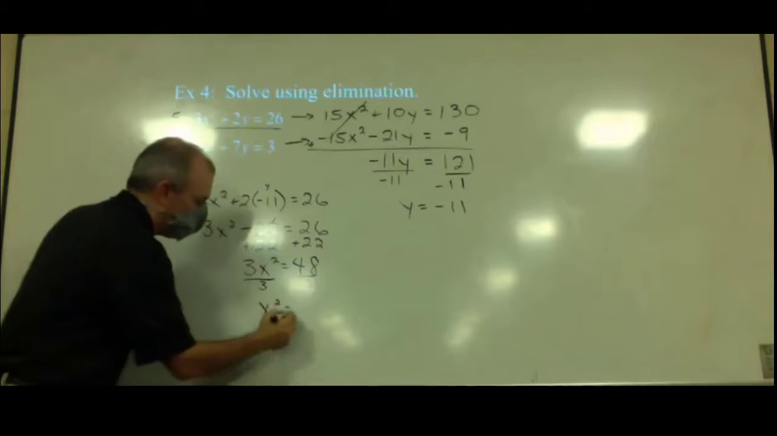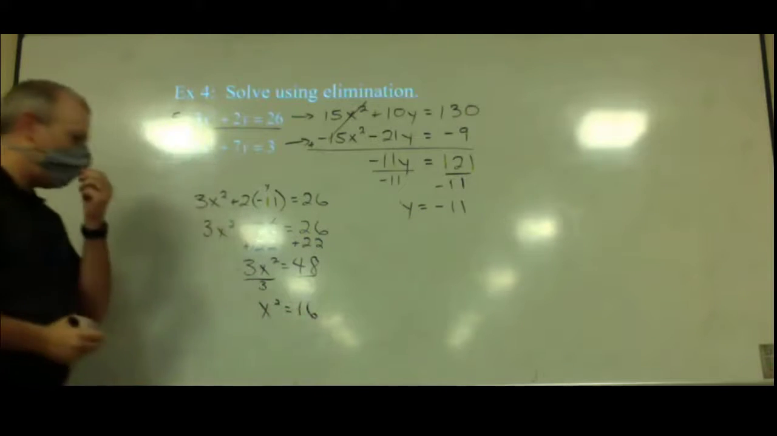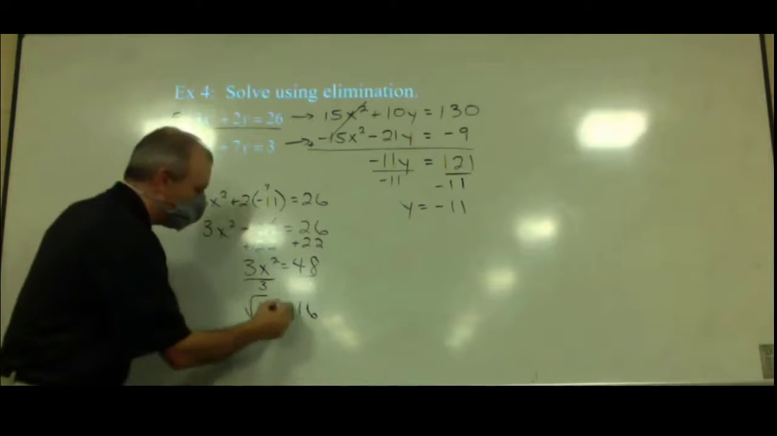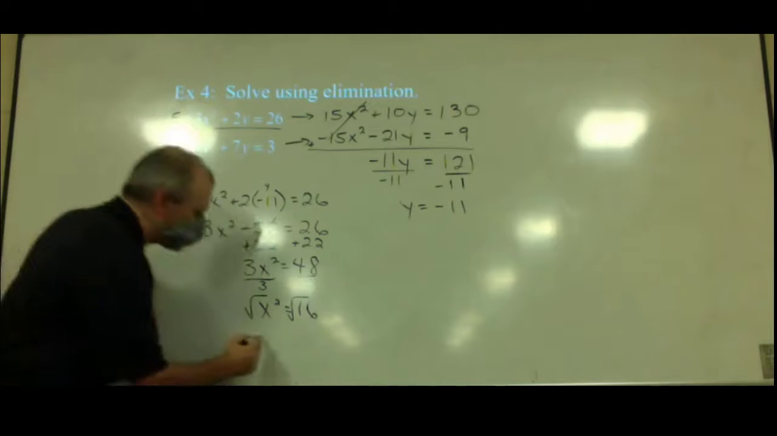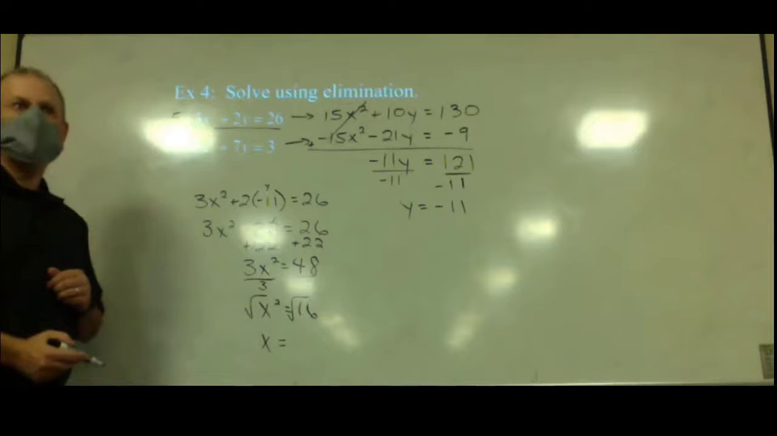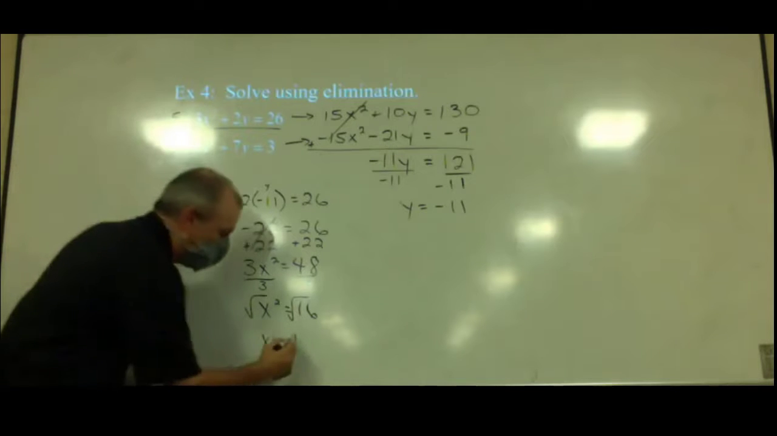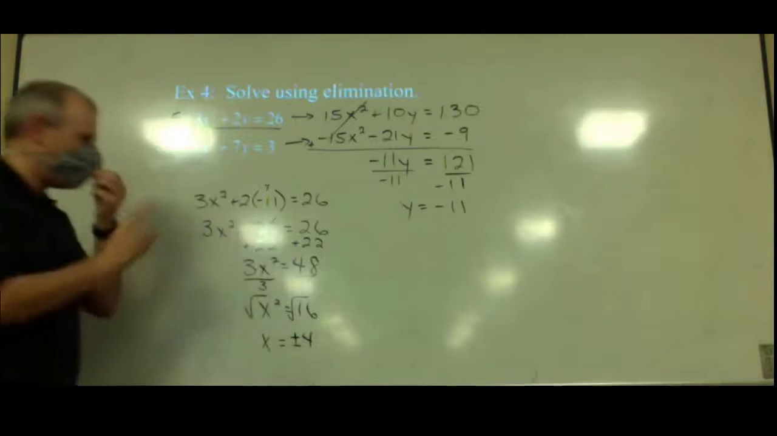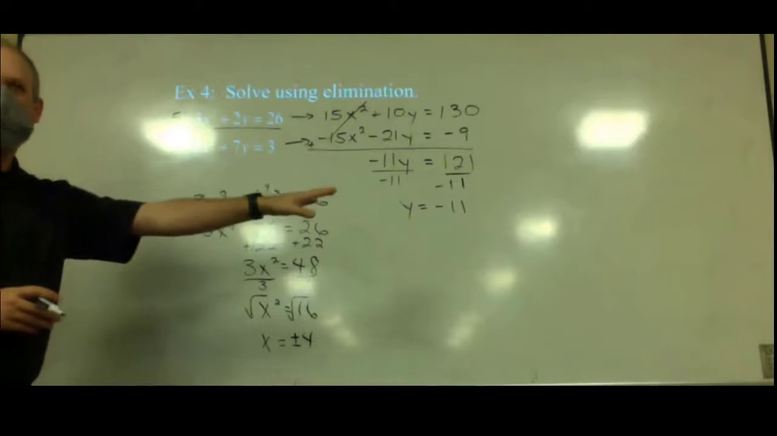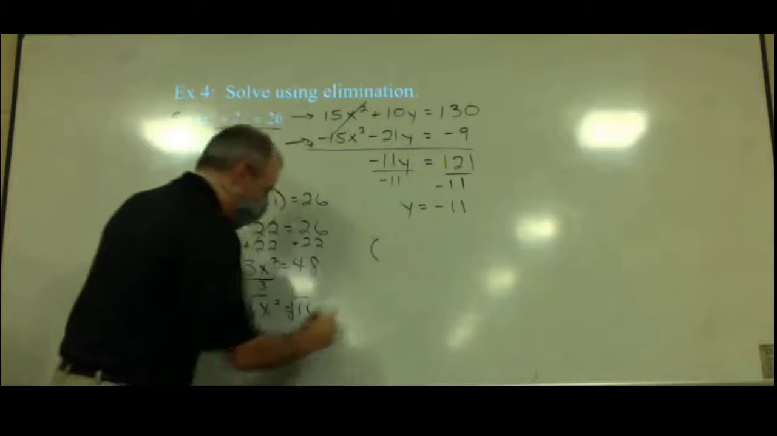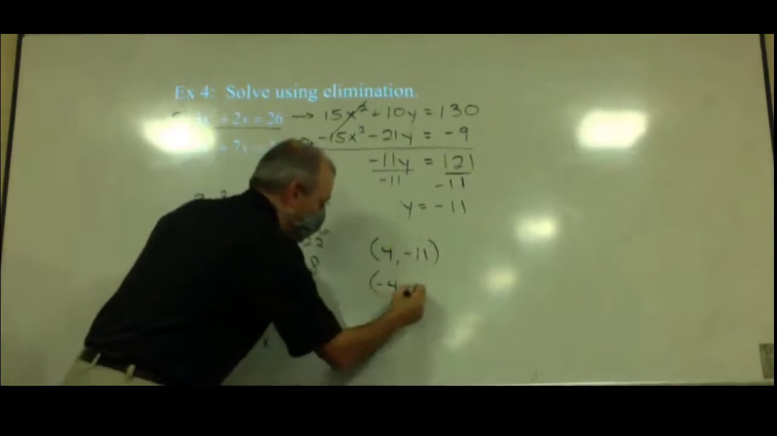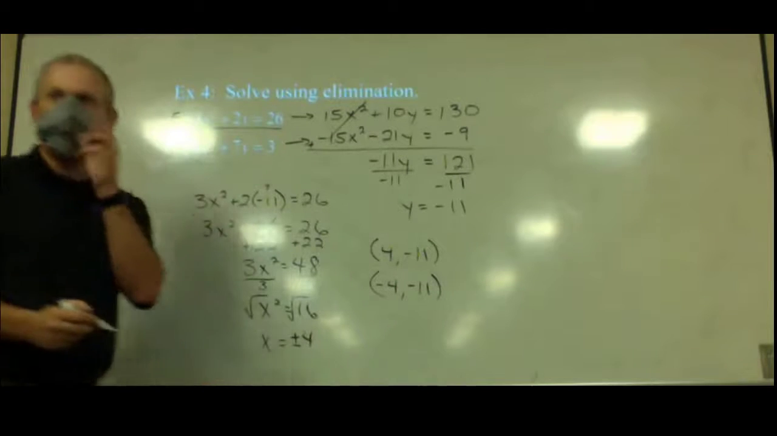X squared equals 16. And our last step here, take the square root of both sides. Now, what do we have to remember when we take the square root of both sides? We're going to get x equals plus or minus, and the square root of 16 is 4. So here's what that means. No matter what, y is negative 11, right? But x is either a 4 with that negative 11, or x is a negative 4 with the negative 11. So we're actually going to get 2 different answers.